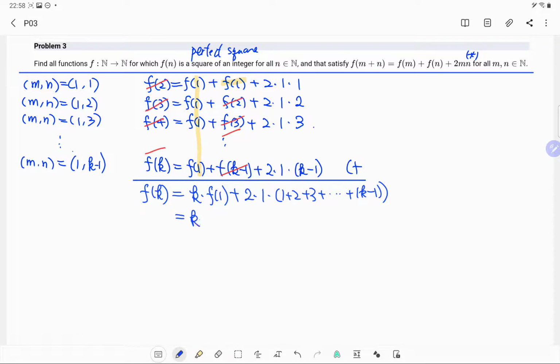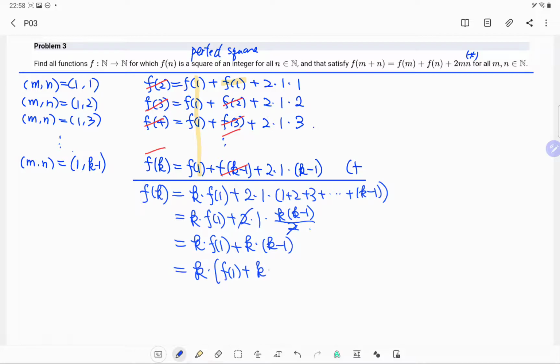So we have k times f of 1 plus 2 times k times k minus 1 all over 2. So 2 and 2 can be cancelled, and it becomes k times f of 1 plus k times k minus 1. So we can just factor k out, so that it will be k times f of 1 plus k minus 1. Now we need to determine what f of 1 is.